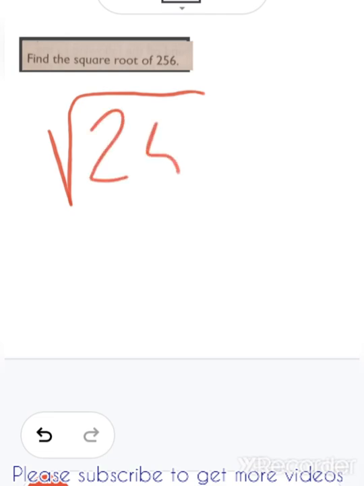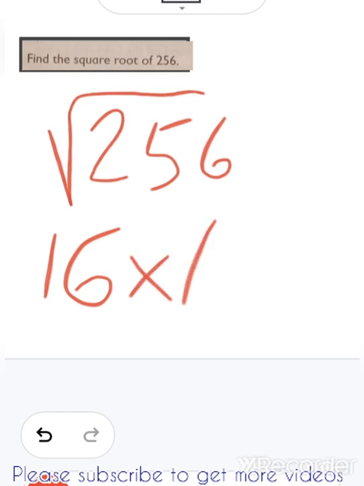Our question number 2 was: find the square root of 256. This is the mark which stands for square root. So when you're talking about square root, you want to get that number which, when you multiply by itself, you get 256. That number will be 16. So the square root of 256 is 16, such that if you multiply 16 times 16, you'll get 256.